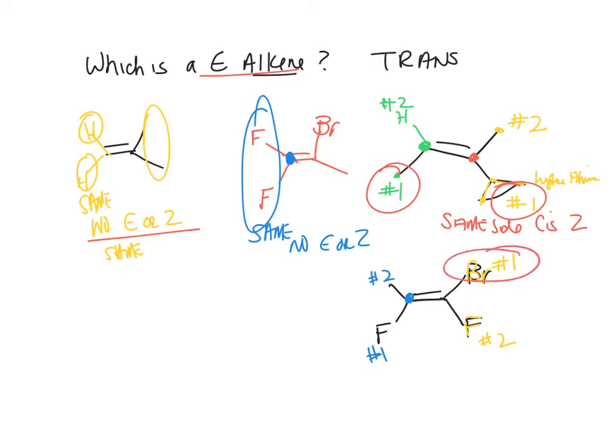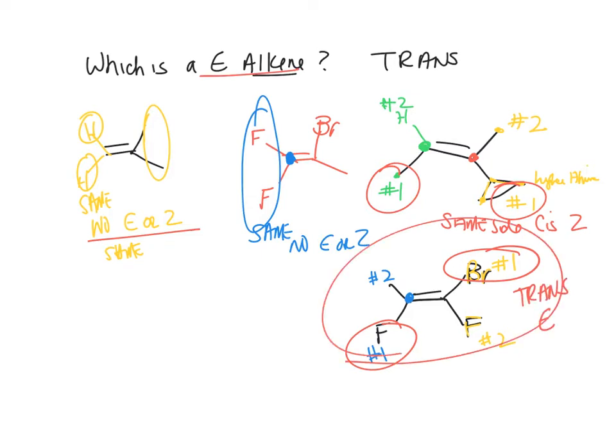And then you see you have 1 over here and 1 over here. And since they're across the double bond, that would be opposite sides. That's trans, and that would be E. So this would be the correct answer.